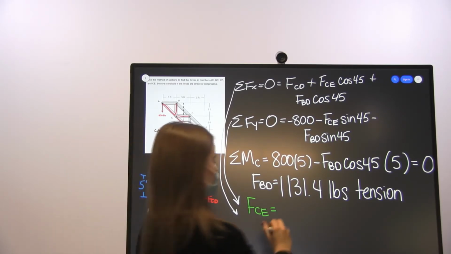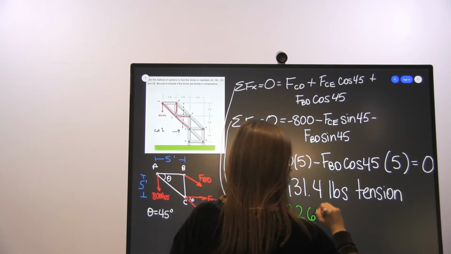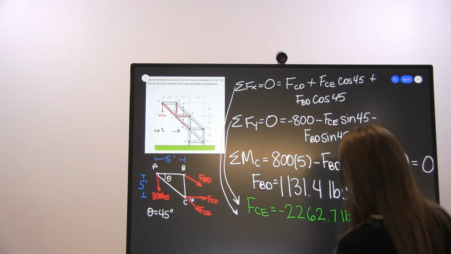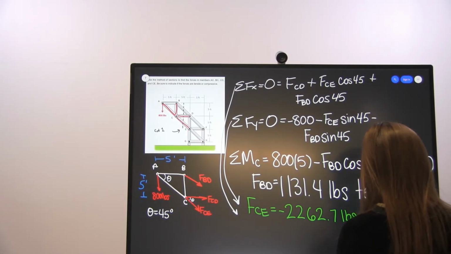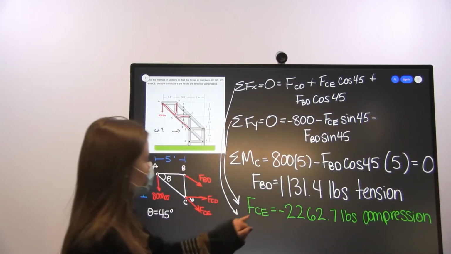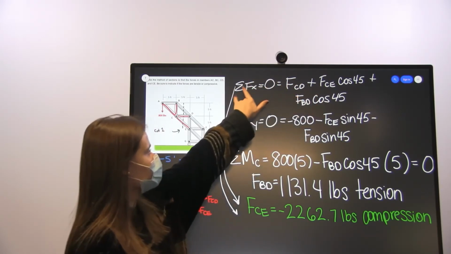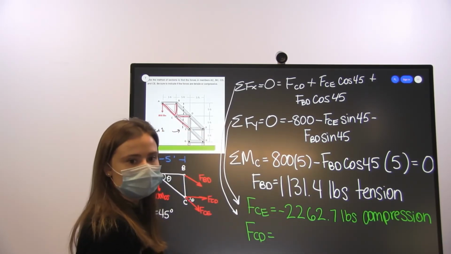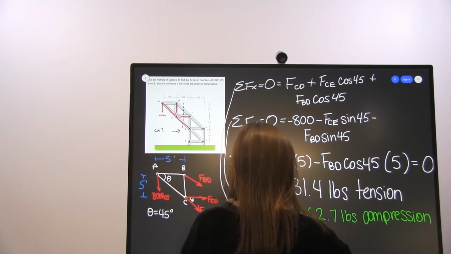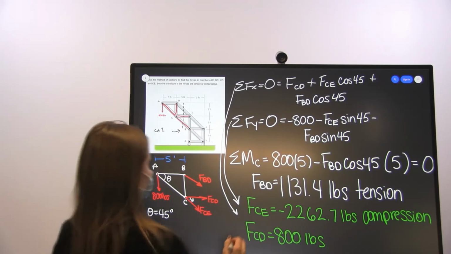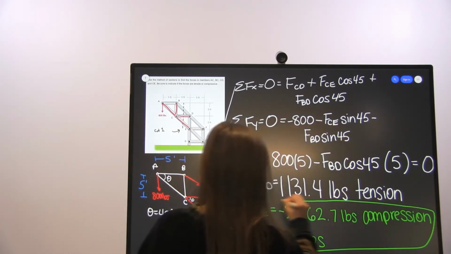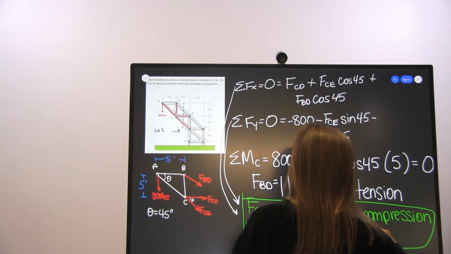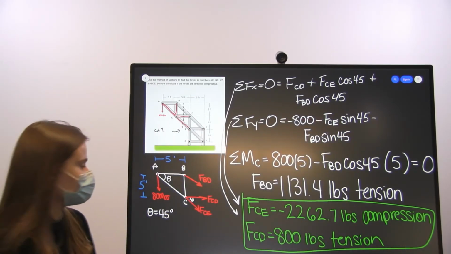We end up getting negative 2,262.7 pounds, and that's compression because it's negative. And then once we solve for force CE, we can plug both force CE and BD into the net forces in the x direction to get force CD is equal to 800 pounds. So we have two of the four solved for. And the 800 pounds, also make sure we know that that is tension, because it is positive, so it's going to be a tensive force.